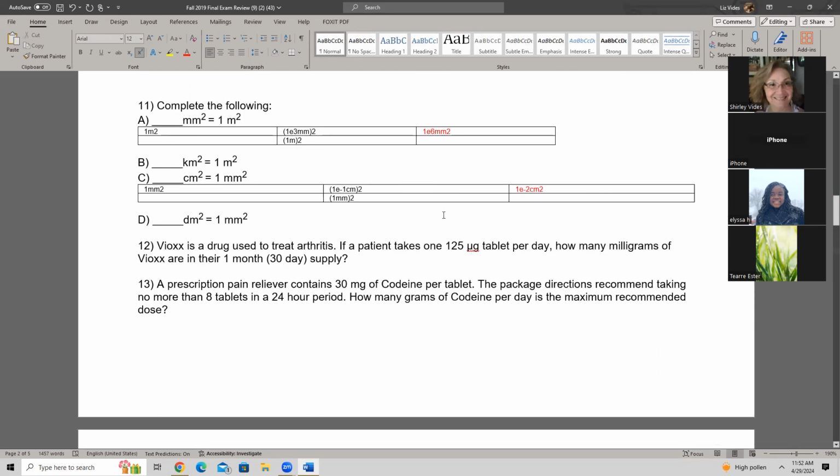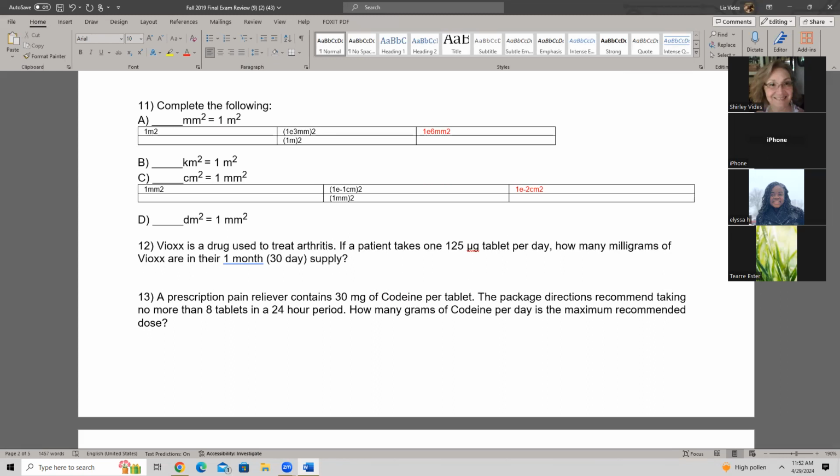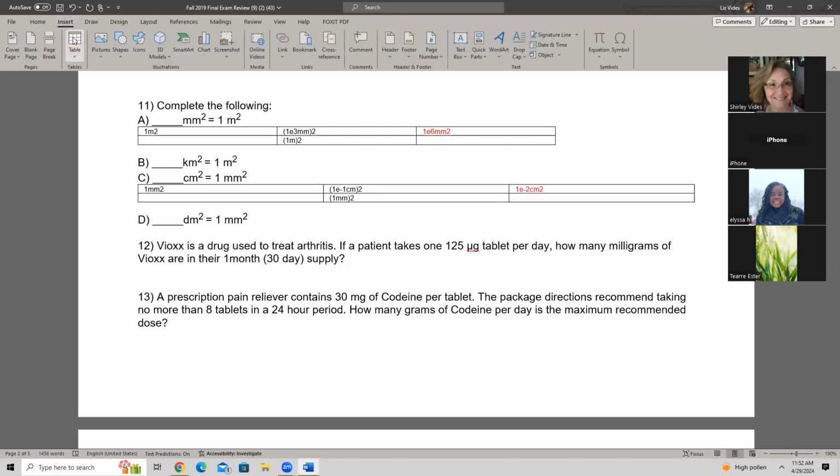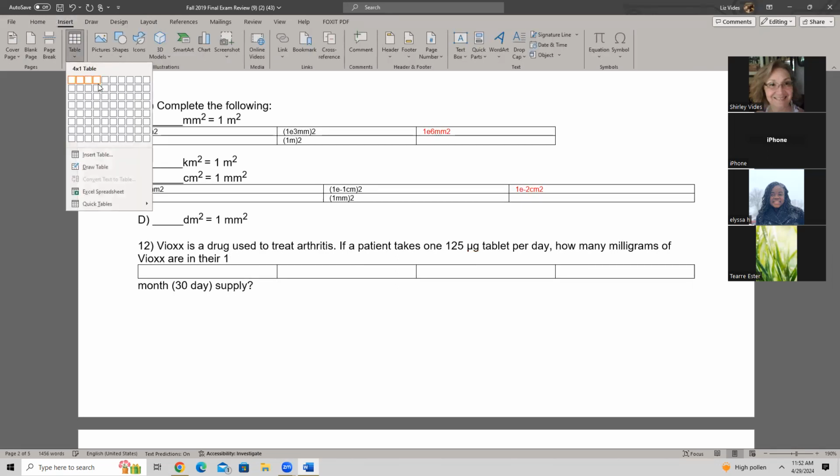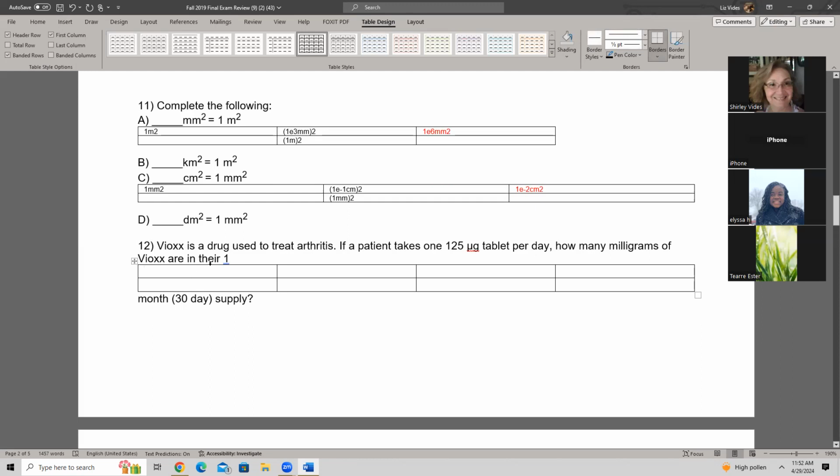All right. These are some good ones for nursing students. As a matter of fact, we start with what they give us, right? So first thing to do is insert a table. I'm going to insert a 4 table. I don't know how many I'll need. If I need more, I add more.